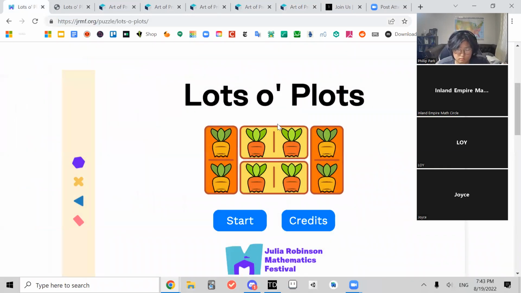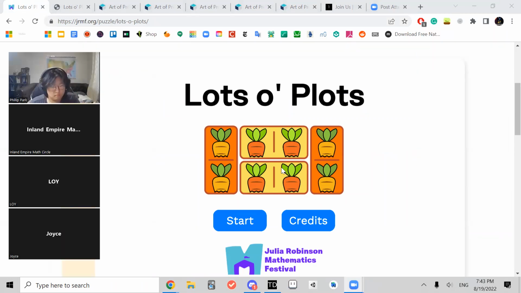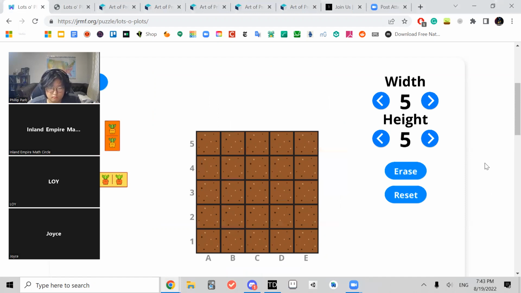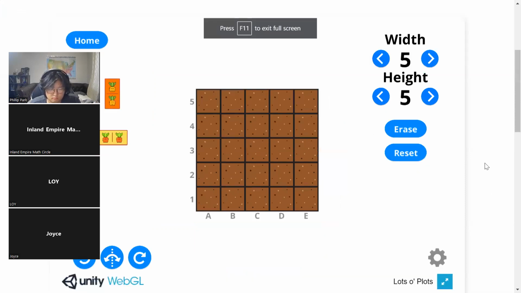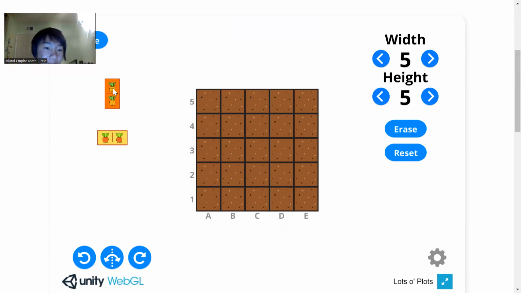All right, here it is. So today's puzzle is lots of plots. This one is a slightly harder puzzle, I guess. But it's very simple. So the whole goal of the puzzle is you want to fill up all of the dirt using the carrots. So it's pretty much just like dominoes. Right, so you have these vertical ones, you have the horizontal ones. And the challenge is to be able to fill up all of the dirt.